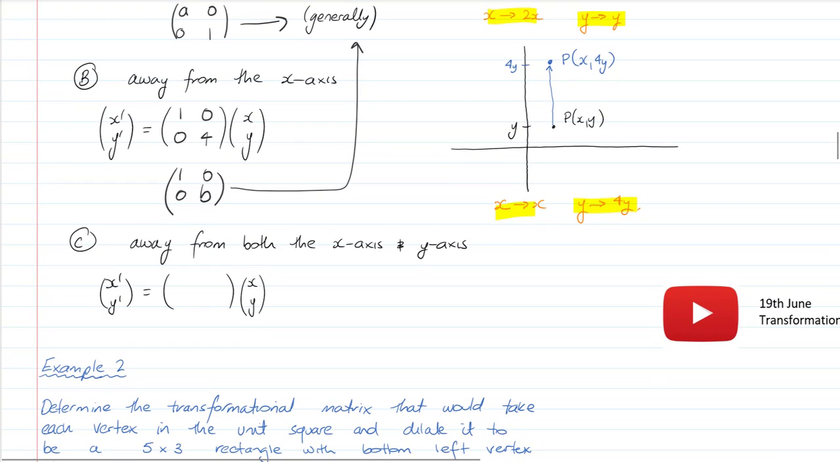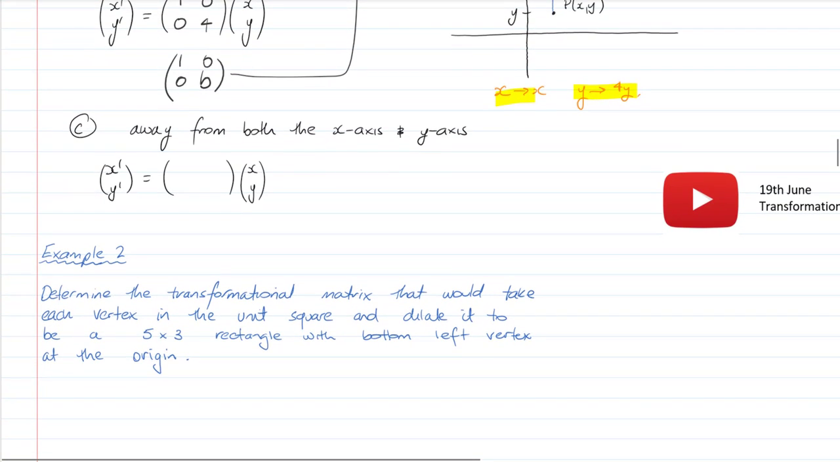And away from both the x and y axes, and there is an example here, takes us A, 0, 0, b. And this is on your formula sheet. So you just need to recognise it. You don't have to memorise that, but that will move it away from the y axis by a factor of a and the x axis by a factor of b. A horizontal stretch, factor of a, and a vertical stretch, factor of b.